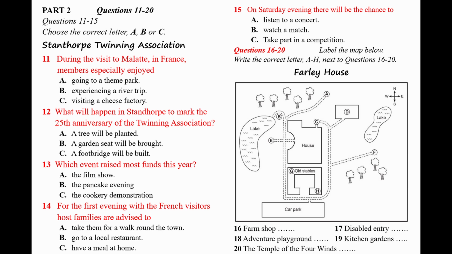It's great to see so many members of the Twinning Association here tonight. Since the twinning link between our two towns, Stanthorpe here in England and Melat in France, was established, the relationship between the towns has gone from strength to strength. Last month, 25 members of the association from Stanthorpe spent a weekend in Melat. Our hosts had arranged a great programme.